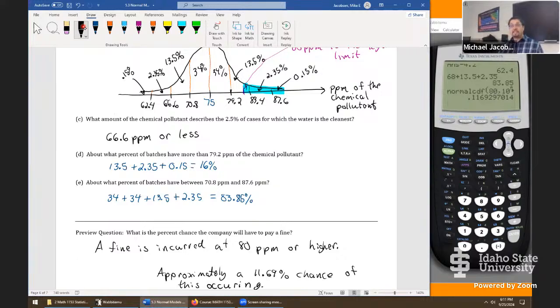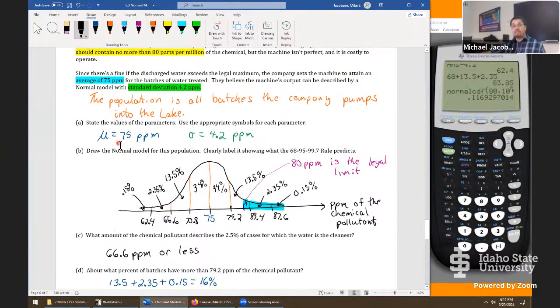So pretty significant. There is above an 11% chance this company really will be fined if they set the mean at 75 parts per million. That's because their machine is not perfect. There's variation in how well it does, batch to batch to batch, and that is a significant standard deviation. They should probably drop that down to 70 or 65.